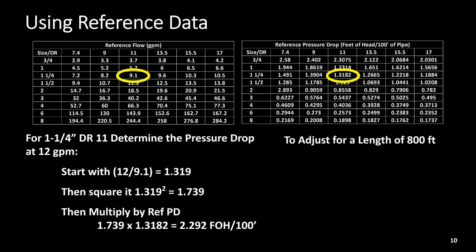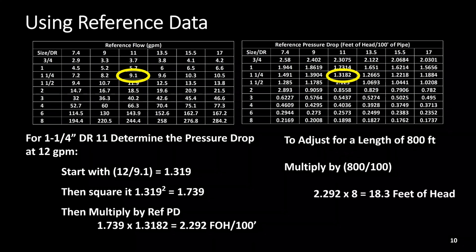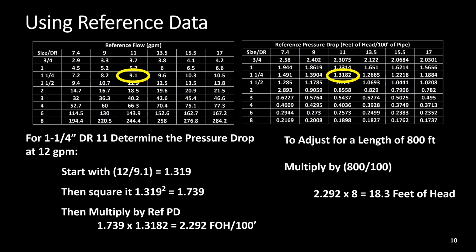And to adjust for a different length of pipe, let's say we got 800 feet of 1.25" pipe. Well, you take that ratio of 800 divided by the 100 that everything's based on, you get a factor of 8, and you multiply our new pressure drop of 2.29 times 8. So 800 feet of 1.25" pipe at 12 GPM will have a pressure drop of 18.3 feet of head.